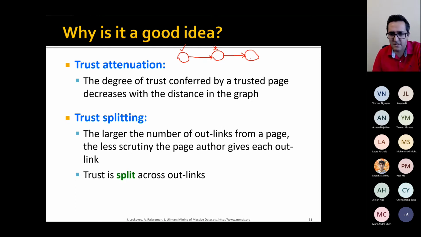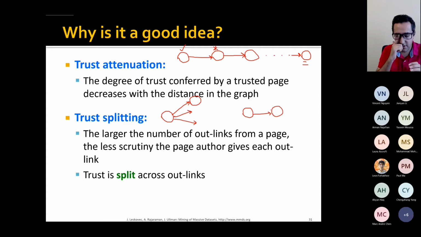And that one still has a decent score. But if a page is very far, linking through page after page, this one won't get much trust because trust attenuates. As you move away from the good nodes, you won't get much trust. That's a property of PageRank, and you're already familiar with this. And we also have trust splitting. If a good page has many outgoing links, that would reduce the amount of trust we give to each of these pages, compared to a good page that has, for example, only one neighbor. If we split the trust among many pages, then those pages don't get much trust, and that's a good idea.